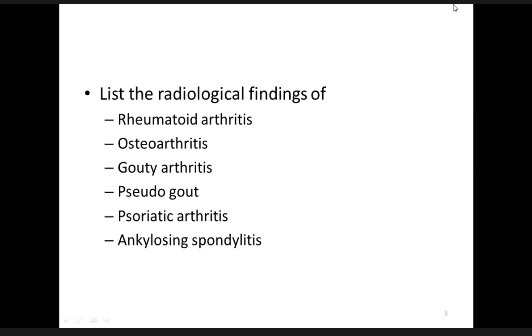Chat here. So new bone formation in ankylosing spondylitis, it is the syndesmophytes, right? Which I showed.